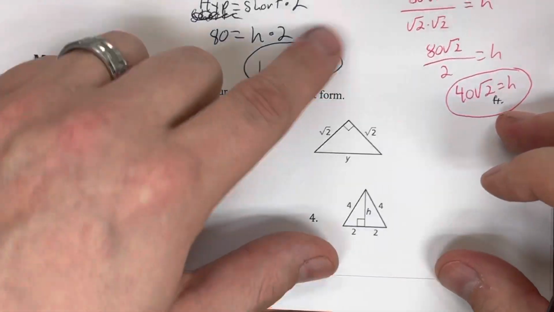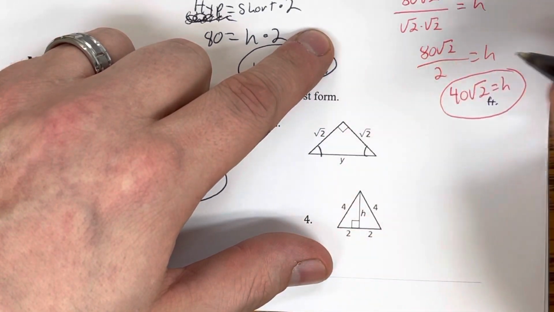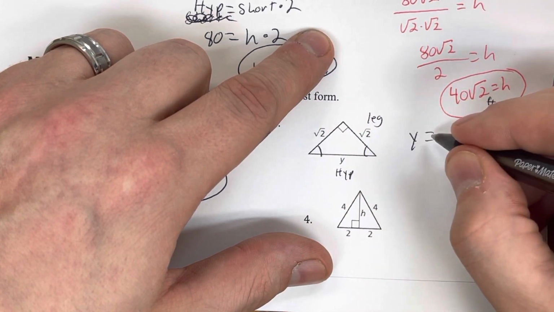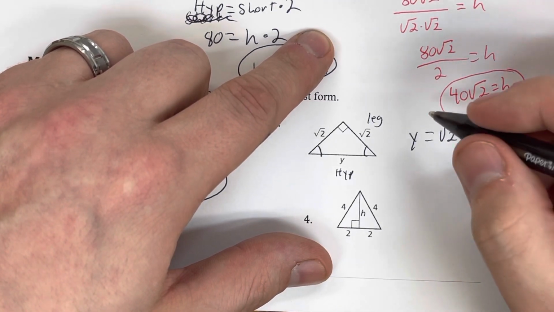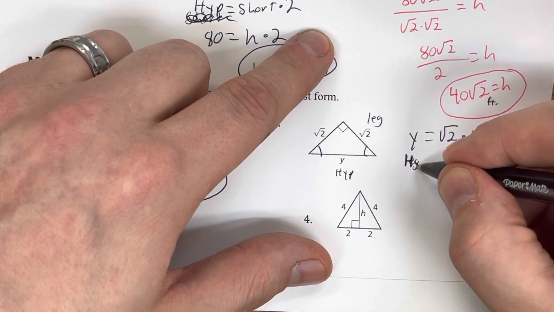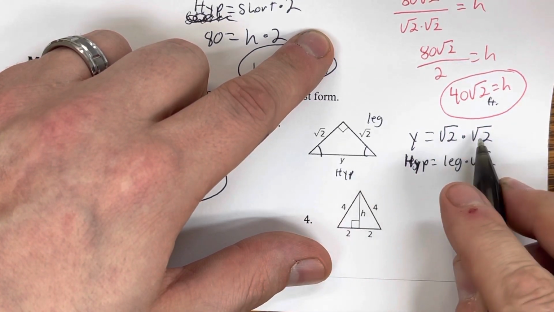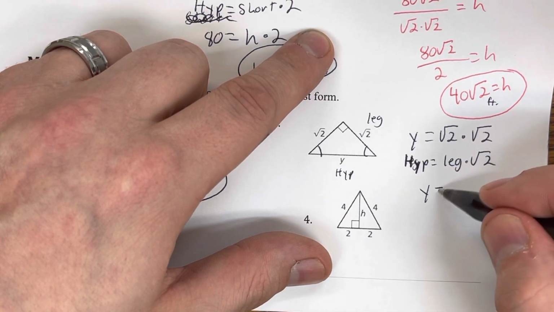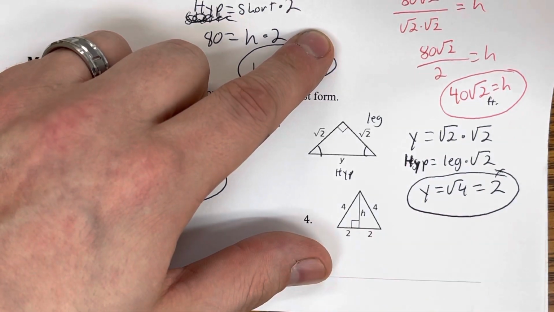Got it. Next one. These are both the same size, so again, it's a 45, 45, 90. Leg, hypotenuse. The hypotenuse y is equal to the leg, which is the square root of 2, times the square root of 2. Our leg this time is the same thing as what we're multiplying by. So, square root of 2 times the square root of 2 is the square root of 4, which is 2. Simplify it down to the 2.